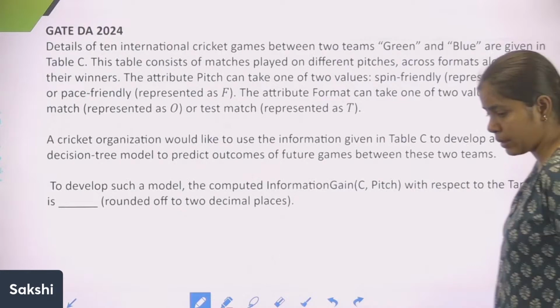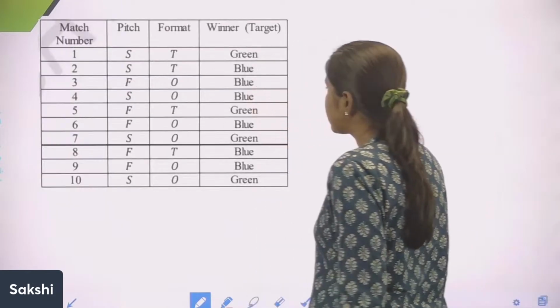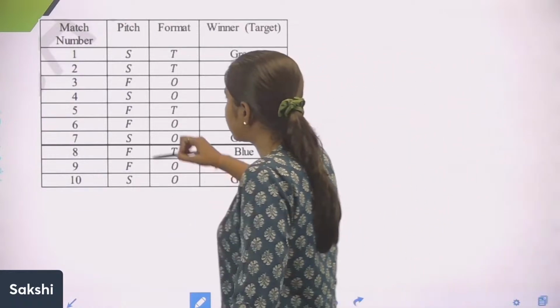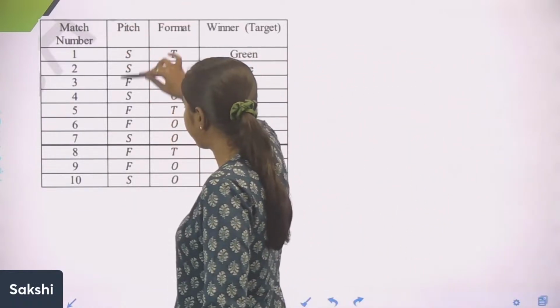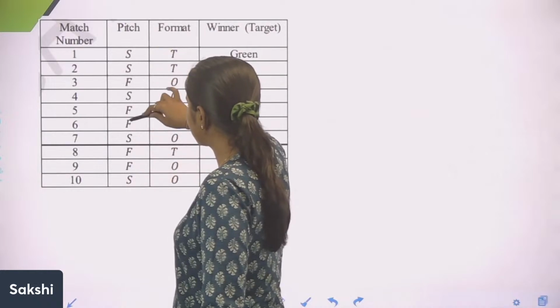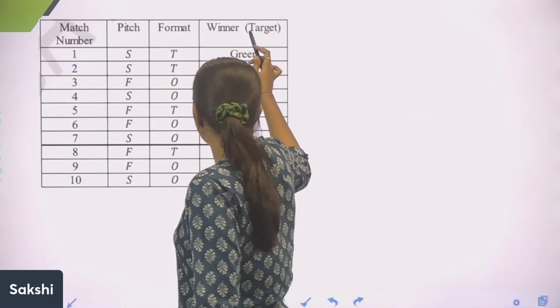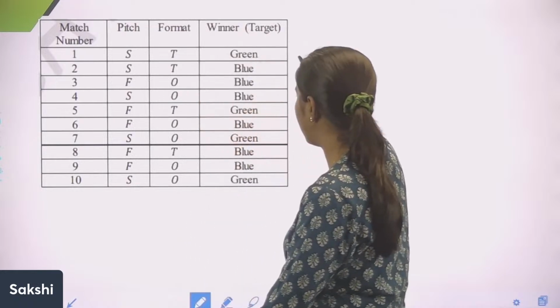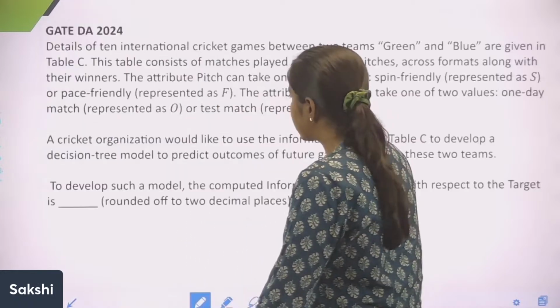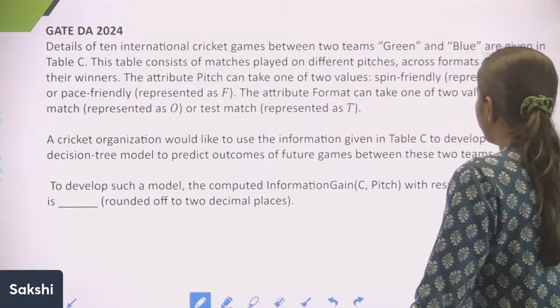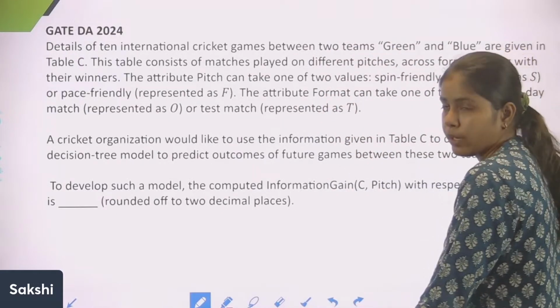Let's see what is table C. This is table C given to you, right? If you study this table C, you are given the match number, the pitch, S and F, the format, which is O and T, one day and test match, and the winner. So the table consists of matches played on different pitches across formats along with their winners, right?